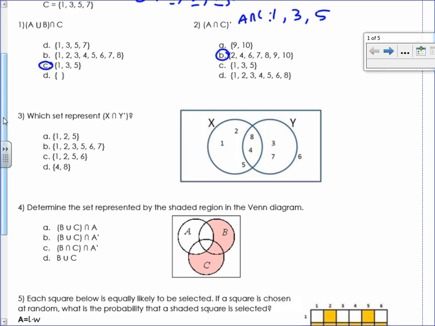What's not in Y? All right, let's do this. Here's X. Set X is 1, 2, 4, 5, and 8. What's not in Y?